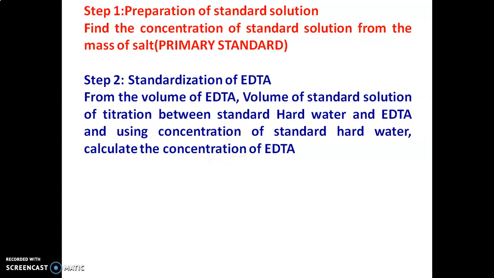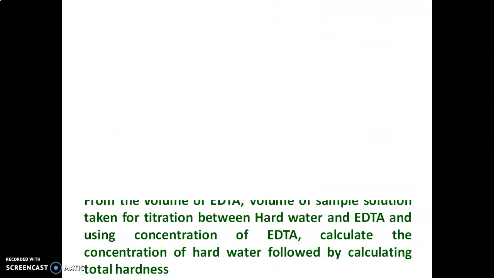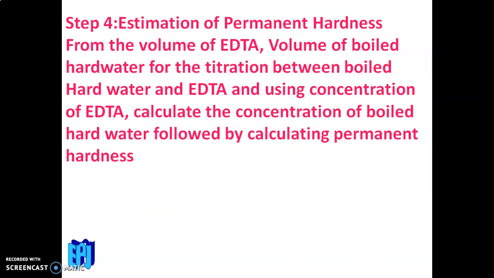Just remember the steps, that's enough. The third step is the estimation of total hardness from the volume of EDTA for the titration between the sample solution and EDTA, and using the concentration of EDTA, we estimate the concentration of hard water, followed by calculating total hardness. The fourth step is the determination of permanent hardness from the volume of EDTA for the titration between boiled hard water and EDTA, also using the concentration of EDTA and calculating the concentration of boiled hard water, followed by calculating permanent hardness.